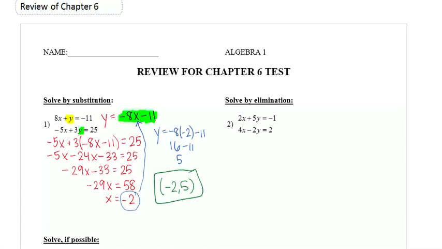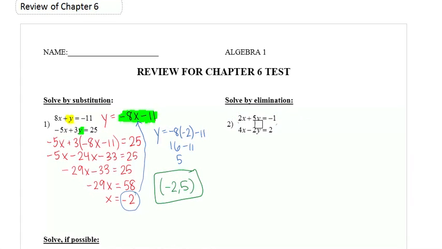Number 2, we're solving this system of equations by elimination, which means we need to get our x's to have the same coefficient or our y's to get the same coefficient, and then we can either add or subtract our equations together. And there's a couple options here. I can take my first equation and multiply it by 2. Then I'll have 4x, and then I can subtract everything, and my x's will be eliminated.